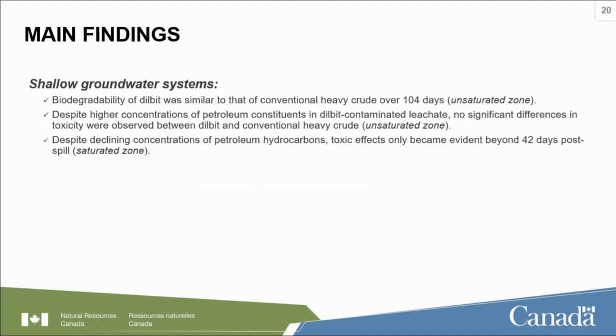So, main findings, shallow groundwater systems. The biodegradability of dilbit was similar to that of conventional crude over 104 days in the unsaturated zone. Despite higher concentrations of petroleum constituents in dilbit contaminated leachate, there were no significant differences in toxicity between dilbit and conventional crude in the unsaturated zone as well. And despite declining concentrations of petroleum hydrocarbons, toxic effects only became evident beyond 42 days. And that I showed you from the large tanks.